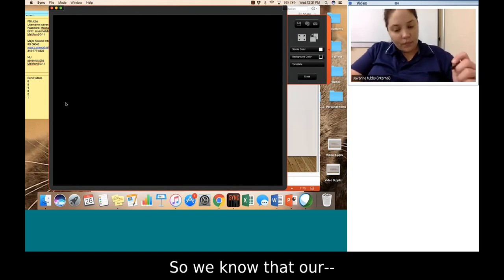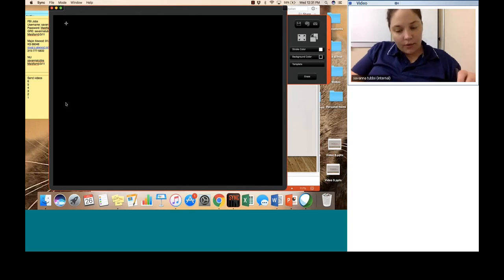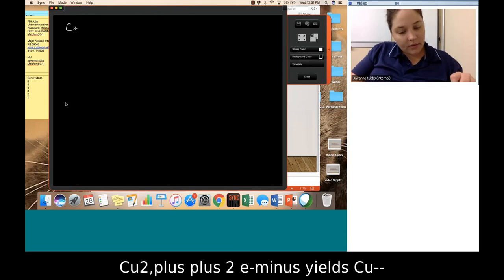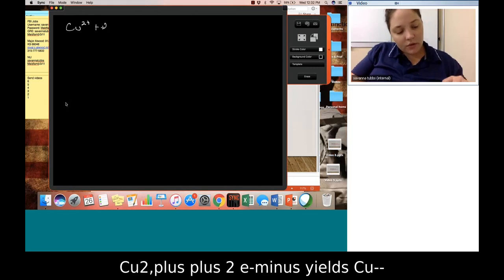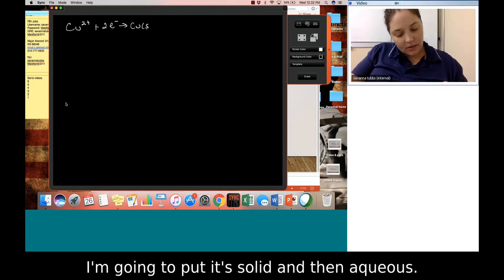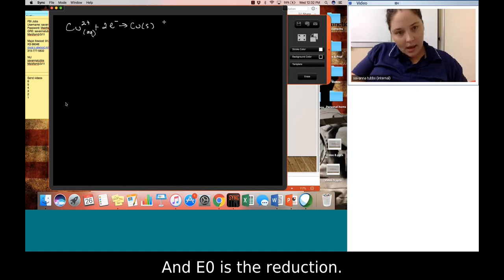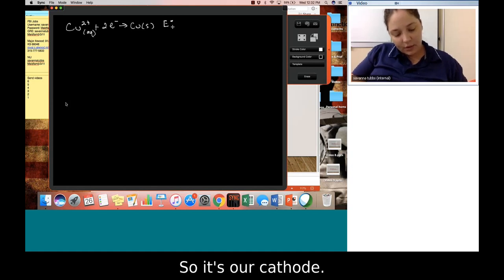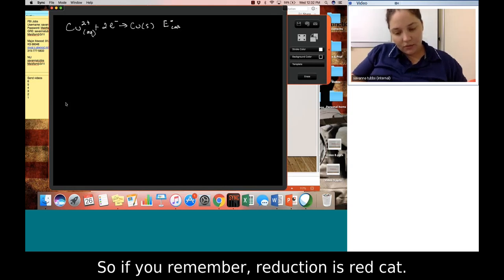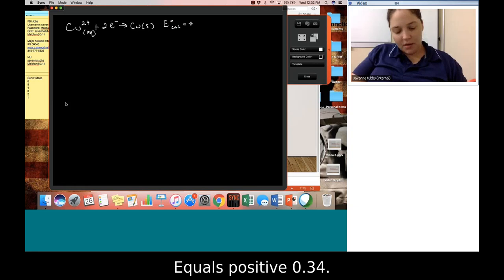So we know that, let's go ahead and write everything out. Cu2+ plus 2e- yields Cu, a solid, and this is aqueous. And it's E naught, so the reduction, so it's our cathode, because remember, reduction is red cat, equals positive 0.34.